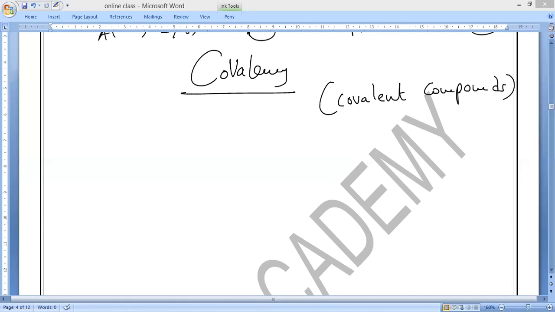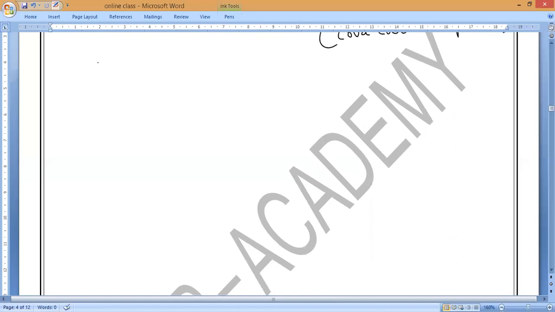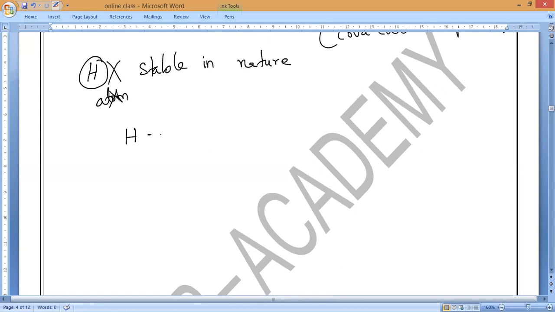Now covalency of hydrogen. Hydrogen is a diatomic molecule. Is it yes or no? Please respond. If you keep one hydrogen atom alone, it cannot survive. It won't be stable in nature. So it will combine with one more hydrogen. Then it will form what? A hydrogen molecule. Understanding? Then only it will become stable in nature.